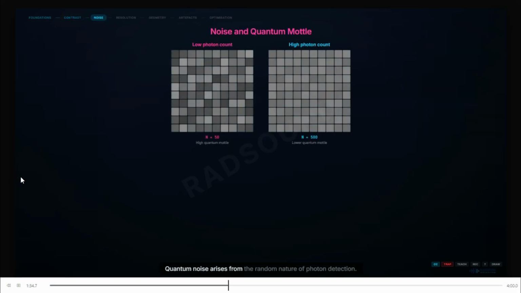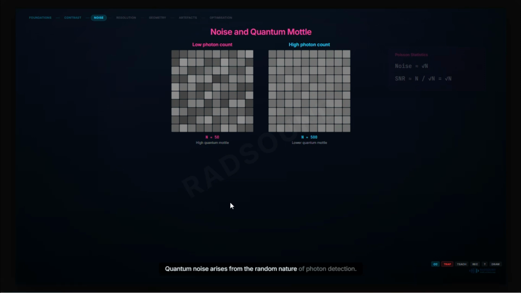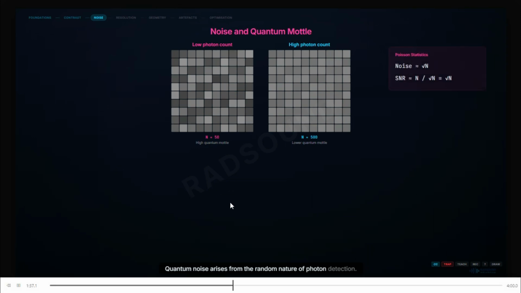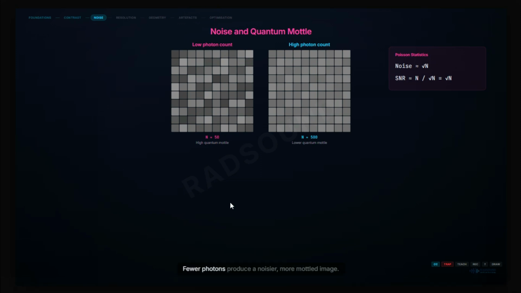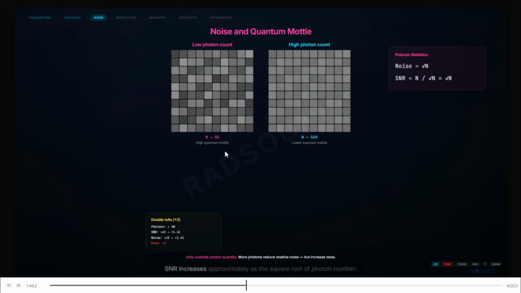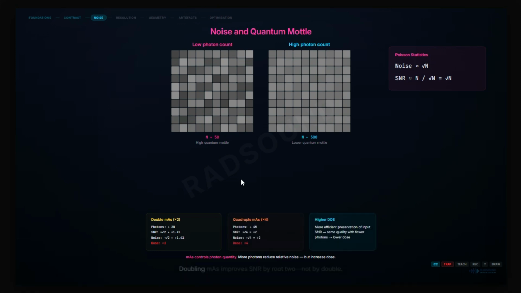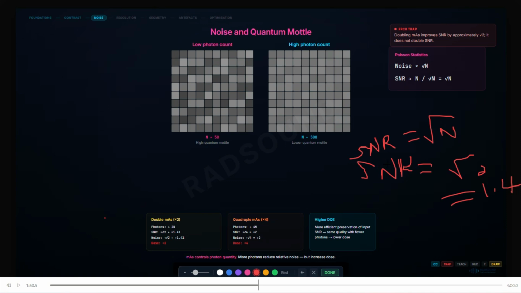Now noise. Quantum noise arises mostly from the random nature of photon detection. If we have a low photon count reaching the detector, that will lead to very high noise, less contrast, and a less diagnostic image. The signal-to-noise ratio is approximately equal to the square root of the number of photons.